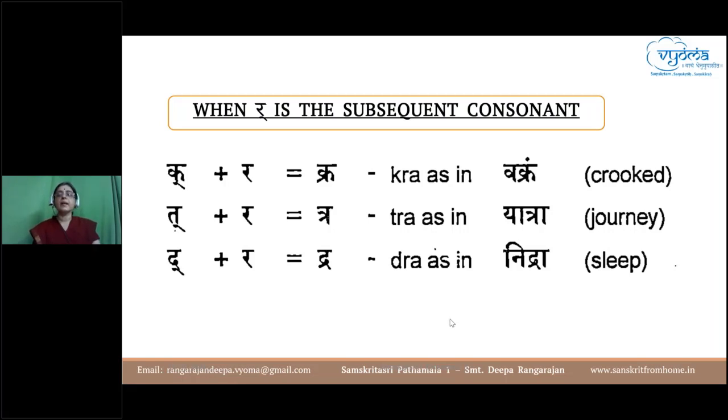Namaste. K plus ra, kra, as in vakram, crooked. T plus ra, tra, as in yatra, journey. D plus ra, dra, as in nidra, sleep. Yes, Yatra and Nidra are Strilinga words, and Vakram here is Napumsakalinga. Yes, crooked can be an adjective to anything. So if it is an adjective to a Napumsakalinga word, we use Vakram, which is also then Napumsakalinga. Dhanyavada. Thank you.